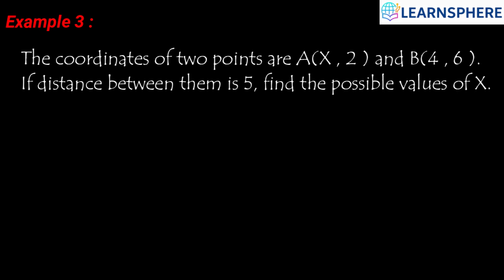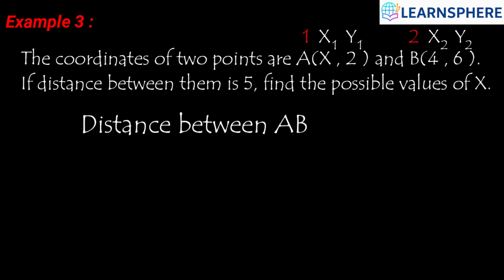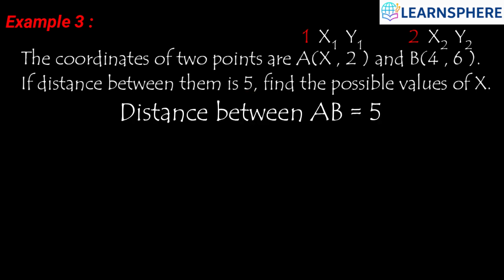Firstly, we can put A to be our point 1 and B to be our point 2. So our x1 would be x and our y1 would be -2. Next, in coordinate B, our x2 will be 4 and our y2 will be 6. As in this question, they gave us the distance between them is 5. We can use this value of 5 to form our equation. So our word equation will be distance between AB equals 5.